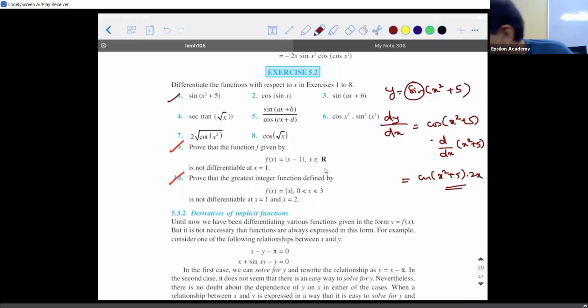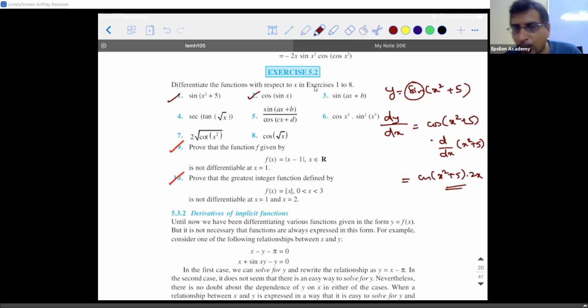Got it? Second one, who can tell me? Cos of sin x. Just 30 seconds. Make it fast. Minus cos of sine of sin x. Sine of x square and 5. Yeah, x square and 5 are separate terms, but you can treat x square plus 5 as a single function, like a polynomial function. Yeah, Nicholas, you were telling something. Minus sine of sin x into cos x. Correct.